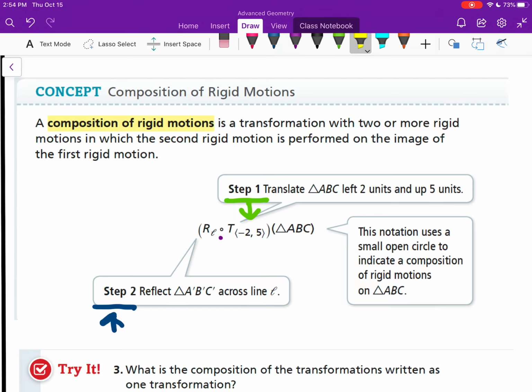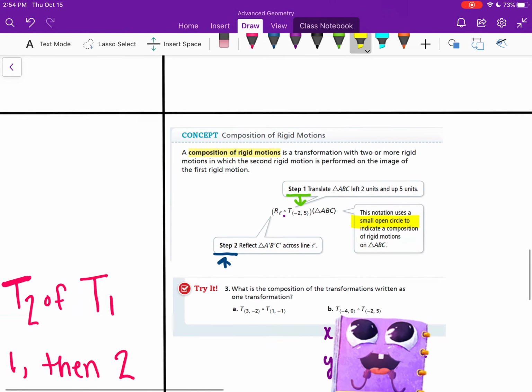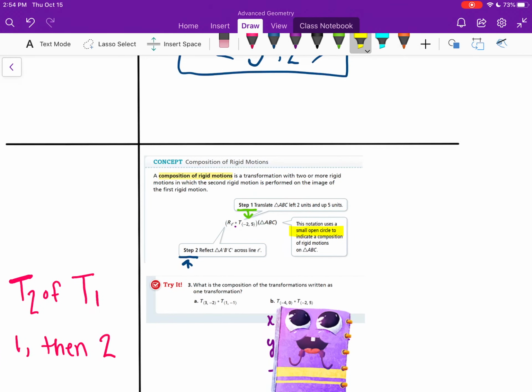And we're going to use a small open circle to indicate a composition, that there's more than one thing going on. And you can kind of think of it as the second translation of the first one. So you are going to do it backwards. You're going to do this second one first, and then the first one second. Seems a little flippity-flopped, but that's okay.